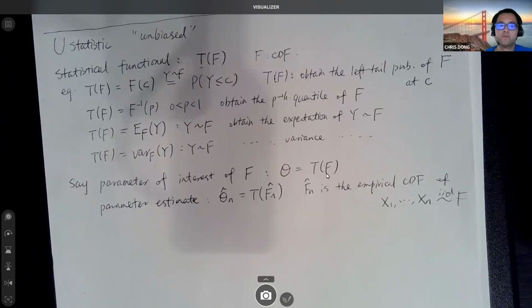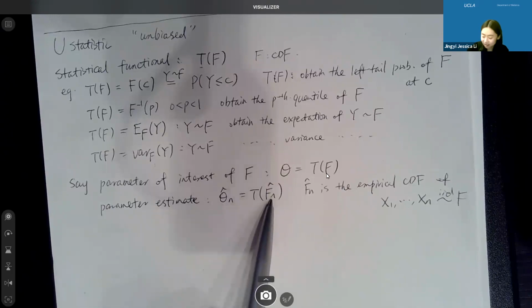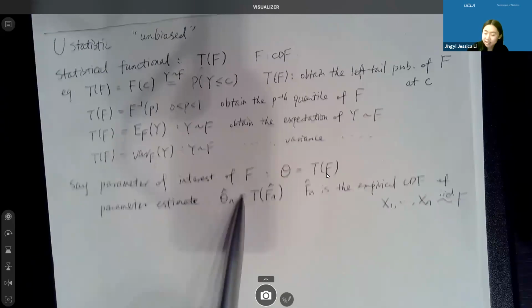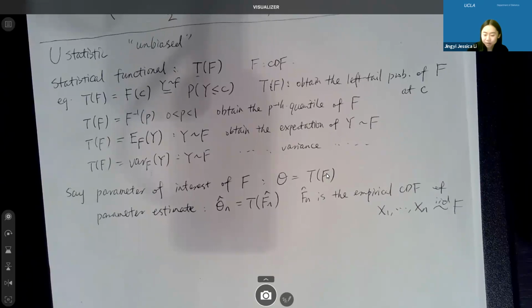How is the statistical functional different from just a statistic? If you think about the plug-in here, this theta hat m is a statistic. A statistic is basically an operation on your sample, on your X1 to Xn. You try to summarize them into a number, and we call that a statistic.